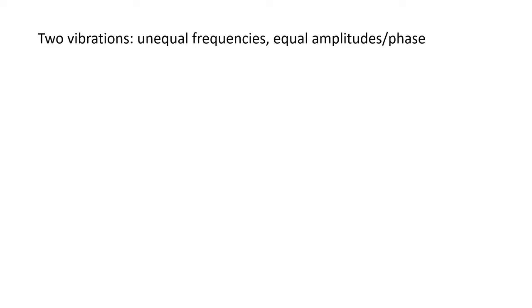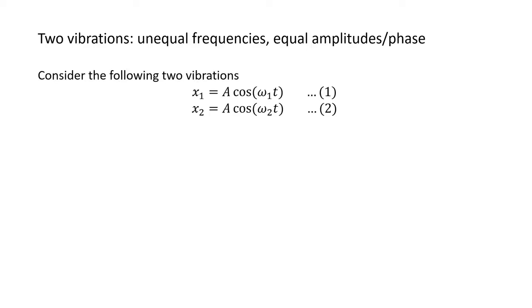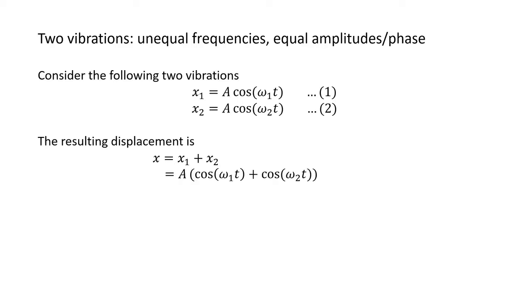And now let's look at the case of two vibrations where the frequencies can be different, but we keep the amplitude and phase the same. So something like this, those two vibrations. What do we get if we calculate the superposition of those two? In other words, this sum. Well, let's substitute the terms.